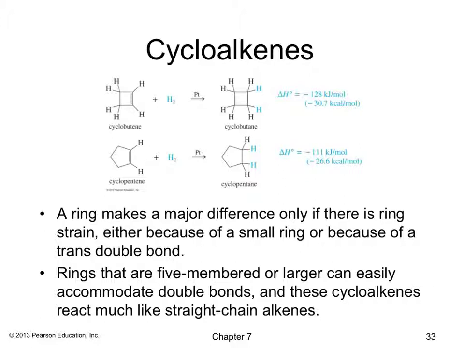So cycloalkenes can also undergo hydrogenation in the presence of catalysts, shown here. Cyclobutene and cyclopentene in the presence of hydrogen and platinum can generate cyclobutane and cyclopentane. A ring makes a major difference only if there is ring strain, either because of a small ring or because of a trans double bond. Rings that are 5-membered or larger can easily accommodate double bonds, and these cycloalkenes react much like straight-chain alkenes.